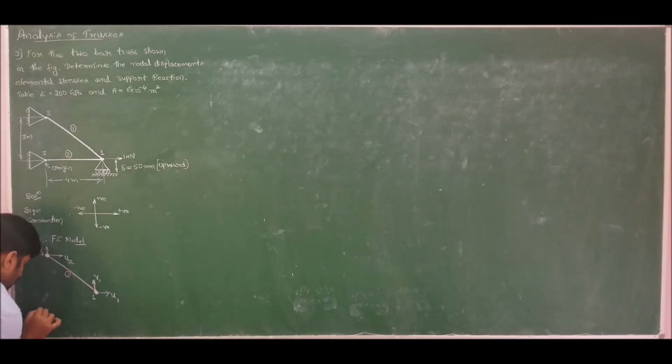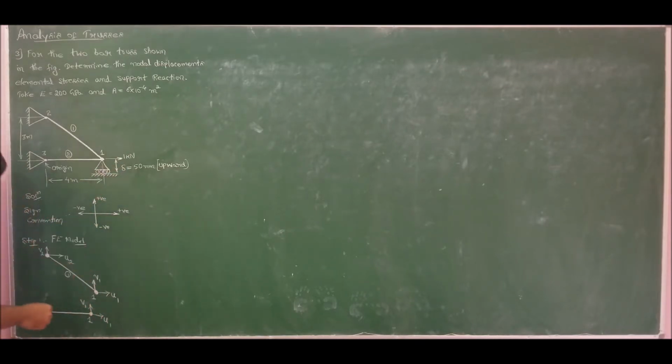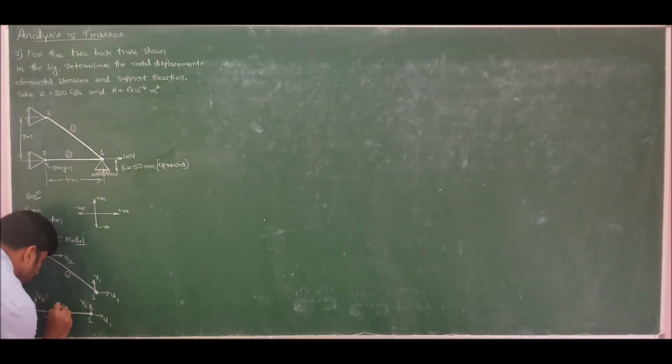Next, coming to element 2, we have node number 1 and 3. So this is the globally least node number. Therefore, this is the initial node. I should calculate u1. v1 is specified for us, which is plus 50 mm. It is moving upward, and we have node number 3, where I should calculate u3 and v3. This is about element number 2.